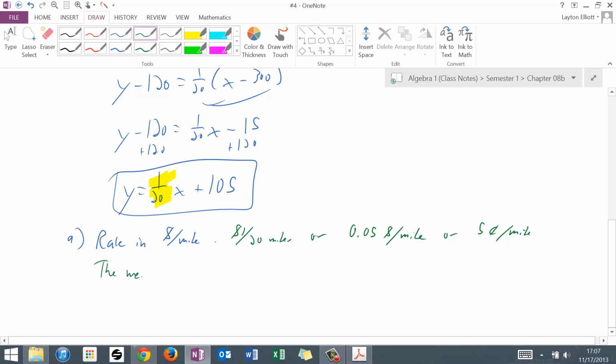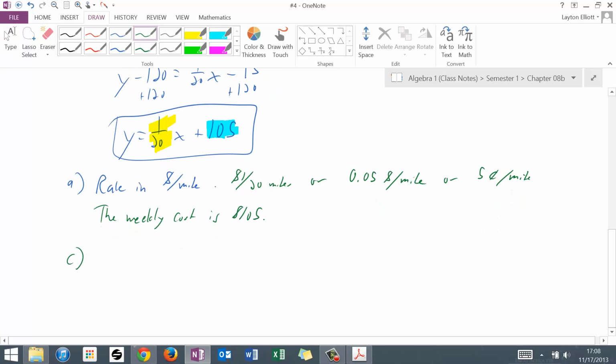The weekly cost, meaning the cost no matter what, is the $105. That's the base cost, because that's the cost without any miles. So the weekly cost is $105. So it's pretty expensive for the week, but it's pretty cheap per mile.